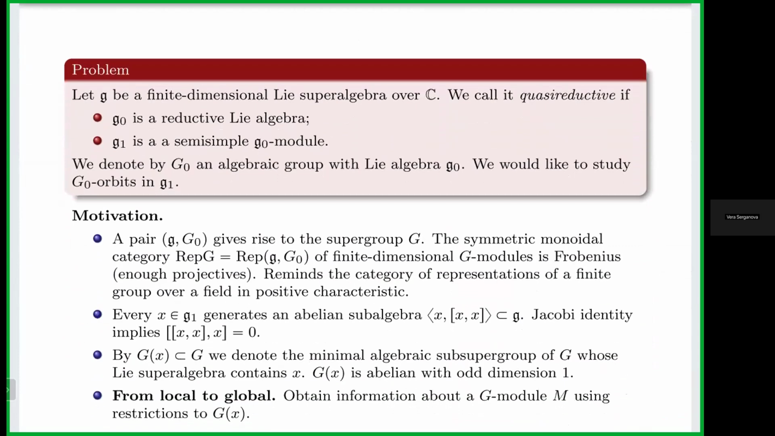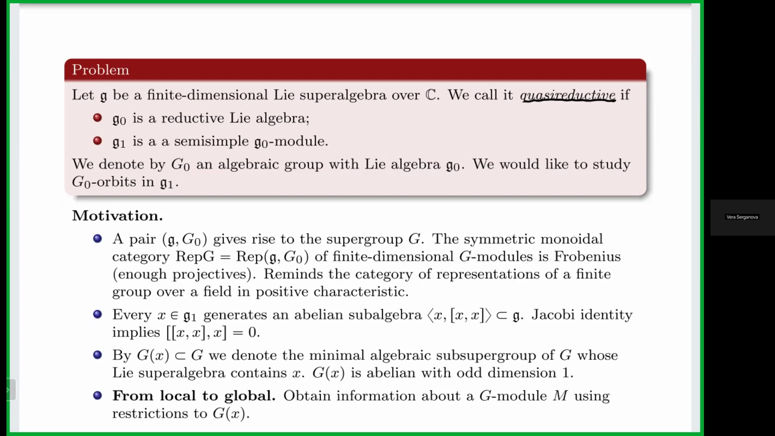We work over C, or actually an algebraically closed field of characteristic 0, it doesn't matter much. And we consider finite dimensional superalgebras with one additional condition: that it is quasi-reductive. That means that if my superalgebra has an even and an odd part, then the even Lie algebra must be just a reductive Lie algebra, and the odd part is semi-simple as a G0 module. So it is convenient to consider the algebraic group G0, a usual algebraic group, such that its Lie algebra is the even part of the superalgebra we are talking about. And we would like to study the orbits of this algebraic group in G1.